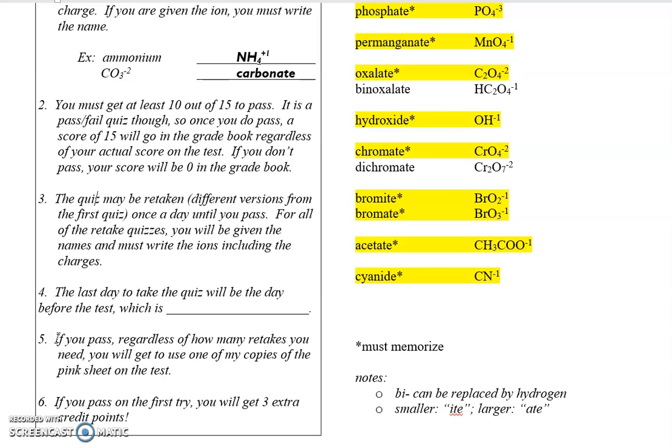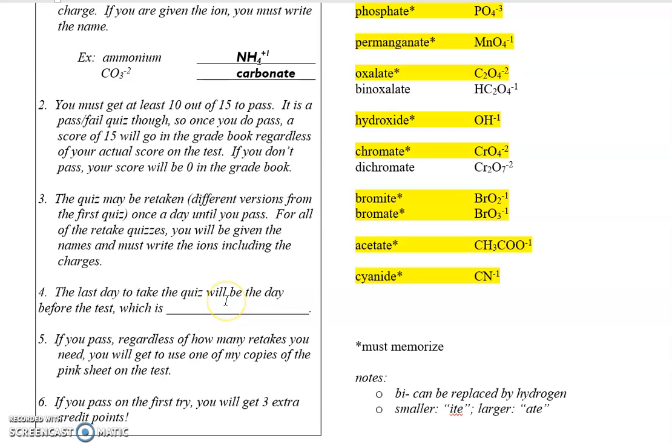If you pass, I should say when you pass, because you're all going to pass, regardless of how many retakes you need, you are going to get 15 out of 15. It's not going to say that you took it 10 times or 8 times or 2 times. It's just going to say 15 out of 15.